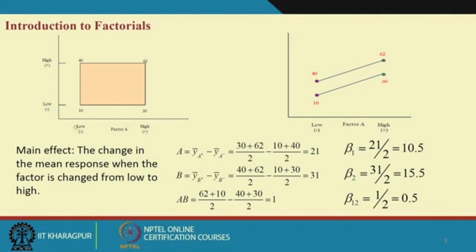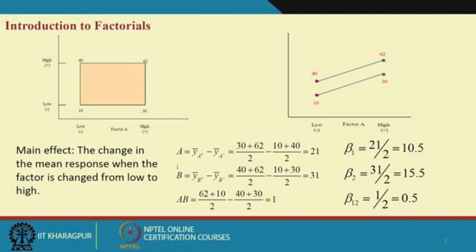So, when A at low and B at low, the y value or response value you observe is 10, and here we are considering one replication, a single replicate, n equal to 1. Then when A at high, B at low, the response value is 30, and when A at low and B at high, the response value is 40, and when both are at high level, the y value is 62.